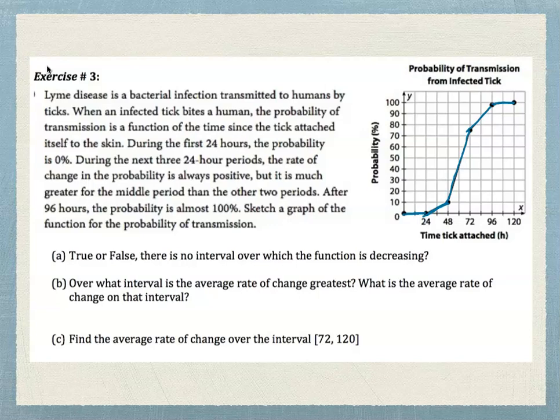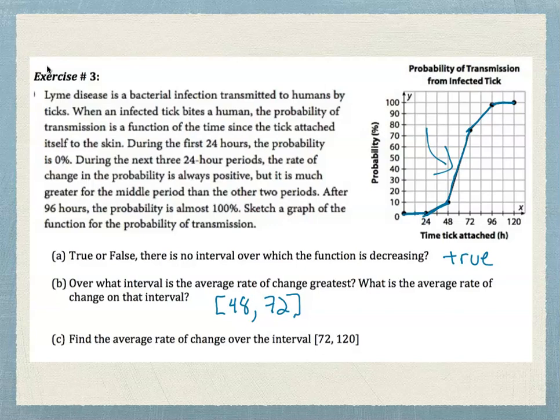Okay, true or false, there's no interval over which the function is decreasing. That is true. Okay, the longer the tick's on you, the probability of you getting infected just keeps going up and up and up. Over which interval is the average rate of change the greatest? That's the same as saying, where is this graph rising the fastest? Where is it the steepest? And it is on this interval right here. Okay, so we're going to say that that interval starts at 48 hours and it ends at 72 hours. That's the greatest risk time. That's when your probability increases the most.